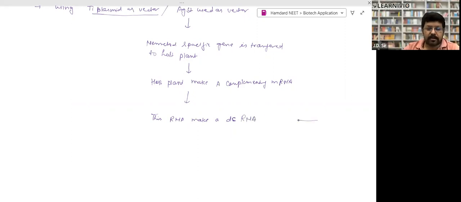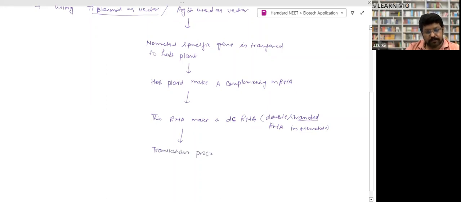That is double-stranded RNA in the nematode. What will happen? For translation, single-stranded RNA is required, but the RNA is double-stranded. If the RNA is double-stranded, what will happen? The translation process will stop in the nematode. When the translation process stops, protein production will stop and the nematode will die.